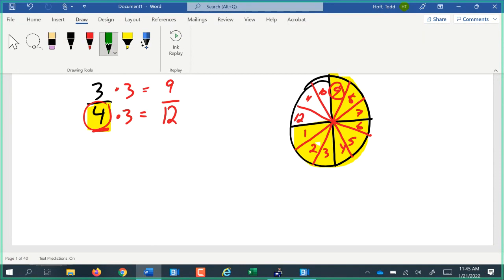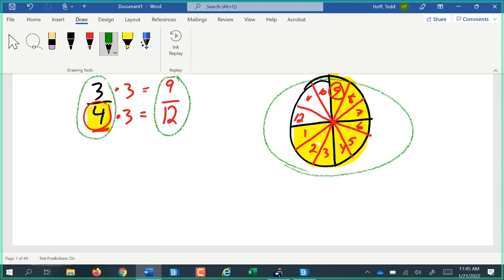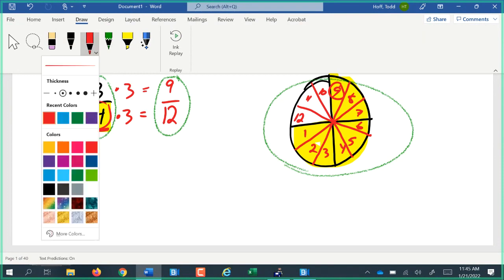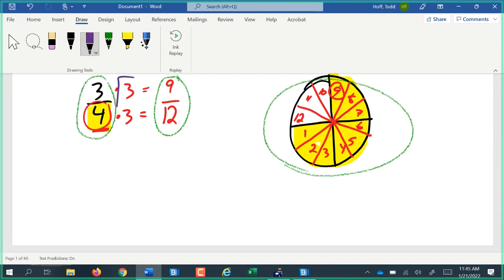So the big question is, do we have any more or less pizza over here than we did before? No, it's exactly the same amount. 9/12 and 3/4 are exactly the same amount. They just look different. And the reason we were able to do that falls into this thing right here.